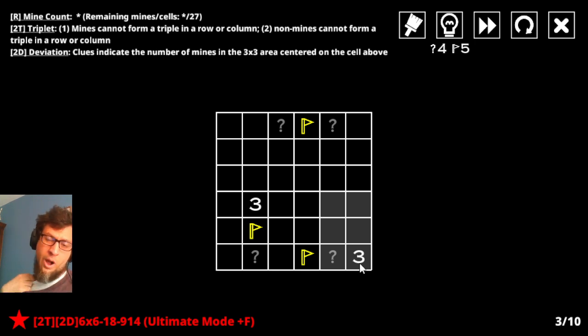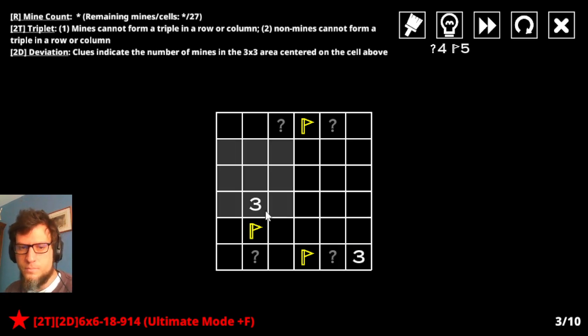Yeah, I don't know. I don't think I can get much for that, but this... I mean, I guess we could have a diagonal across the middle, which is not an arrangement that's possible with a regular 3 with triplet. But since deviation shifts the box so that the clue itself is not in the center of the square, that means the center is allowed to be a mine, which is interesting.